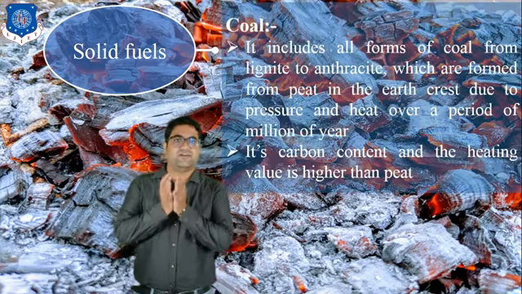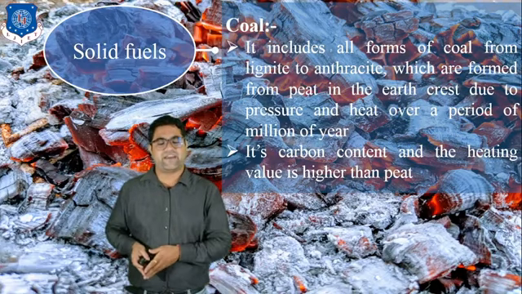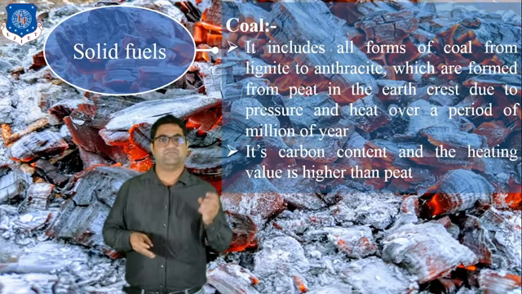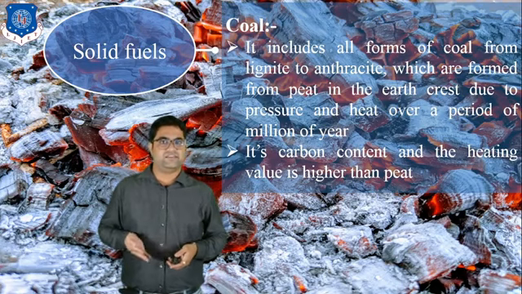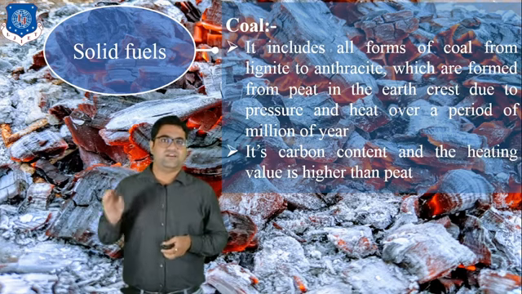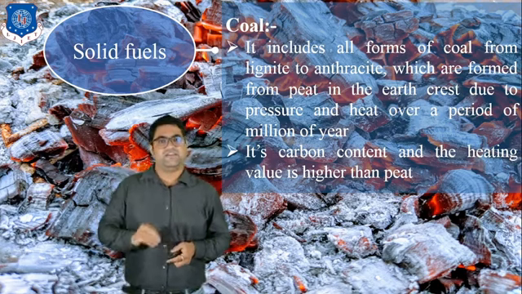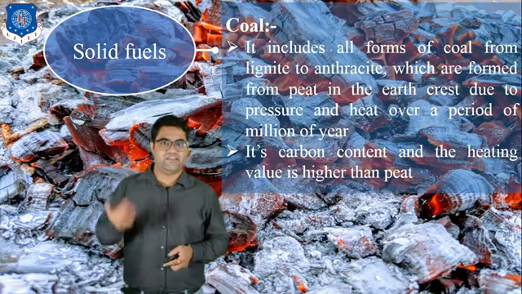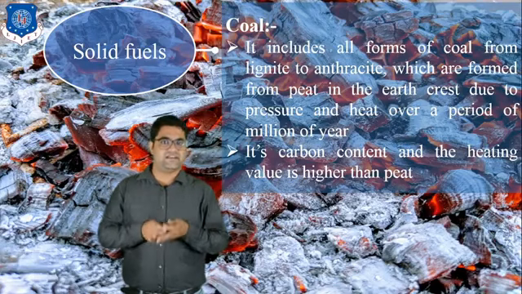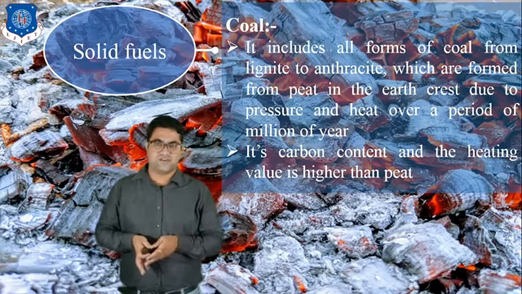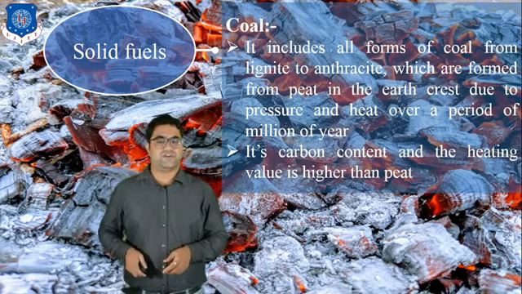Now the next is the coal. So coal includes all forms of coal from lignite to anthracite. We know there are many types of coal available: lignite, bituminous, anthracite. It is used for producing heat, and finally that heat is used for producing energy, that is, electrical energy. Here also the major contents are carbon and hydrogen.